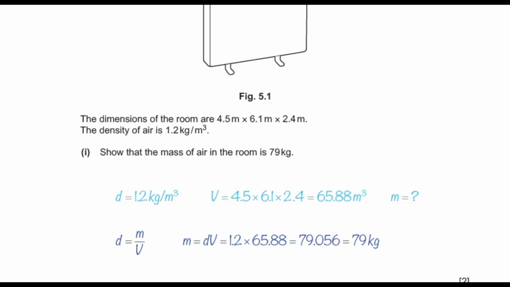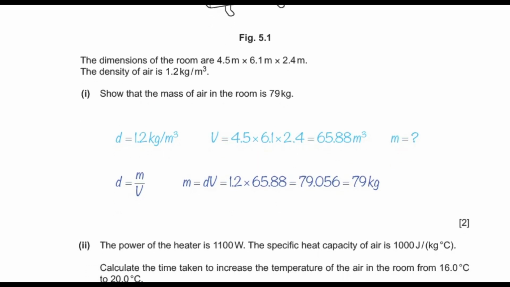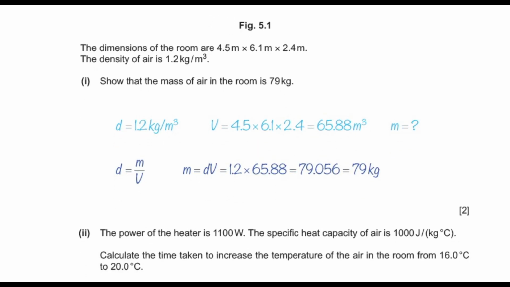Part A2, calculating the time required to heat the room. We are given power of the heater equals 1100 watts. Specific heat capacity of air equals 1000 joules per kilogram per degree Celsius. Initial temperature equals 16.0 degrees Celsius. Final temperature equals 20.0 degrees Celsius. We need to calculate the time required to increase the temperature.